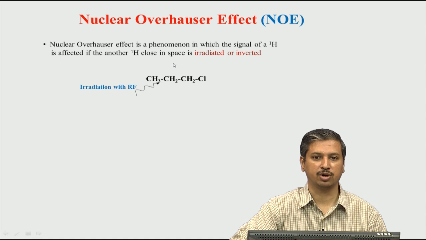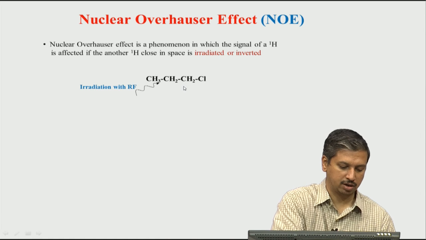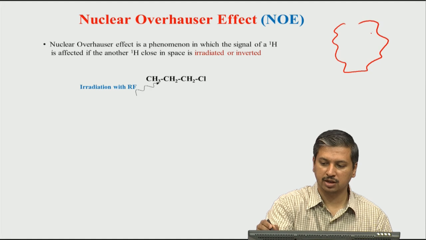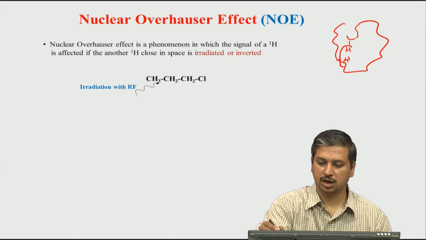Remember, this is not J coupling again, this is only through space. That means I do not need a bond here. Okay. So, for example, let us look at it more carefully. Let us say you have a molecule which has a structure like this, and there is a hydrogen here and there is one hydrogen here. You see these two hydrogens are now close in space, but they are not connected through a bond. Why? Because this bond is very far away. The only thing is they are coming close in space.